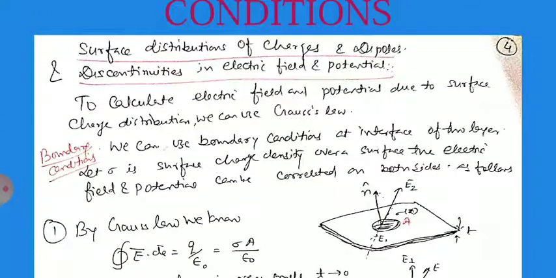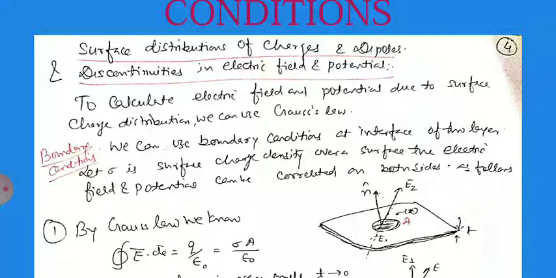Next, the surface distribution of the charges and the dipoles, and discontinuity in the electric field and the potentials. So to calculate the electric field and potential due to the surface charge distribution, we have to use the Gauss law and boundary conditions at the interface of the two layers.